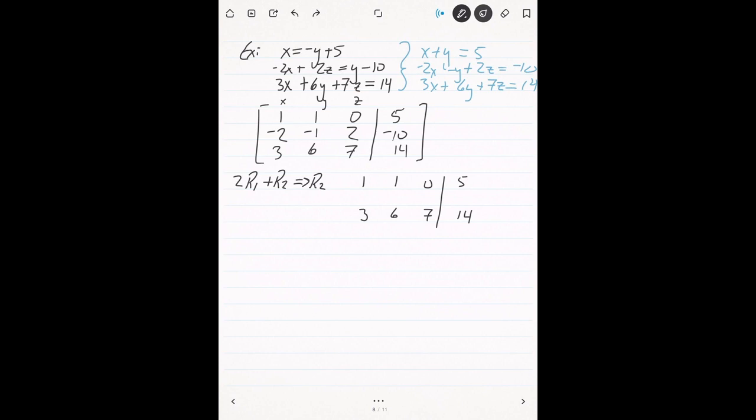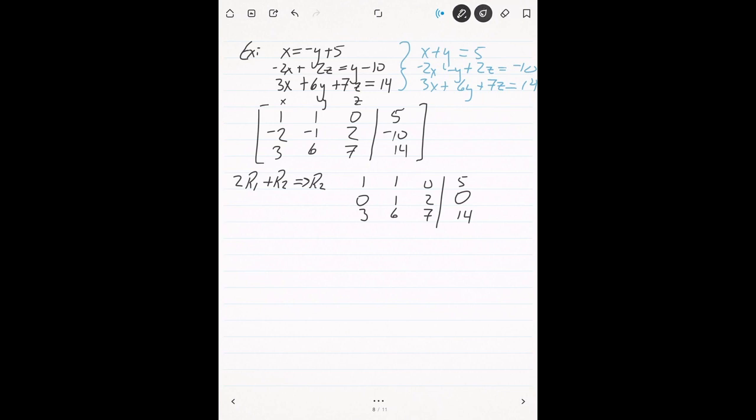So let's say, okay, 1 times 2 and add that to negative 2 is a 0. 1 times 2 is 2. Add that to negative 1, and that's a positive 1. Okay. Now let's go ahead and take 0 times 2, which is 0, and add that to 2. That's just still a 2, so that really didn't change anything. Now let's take 5 times 2, which is 10, and add that to negative 10. Oh, that becomes a 0. All right. So we got ourselves ones on the diagonal still, so I don't need to worry about that. And I got a term to become a 0. So looks like I'm doing pretty good so far.